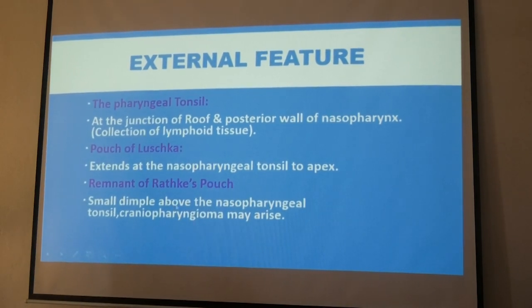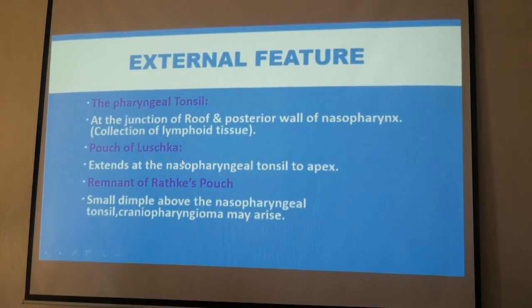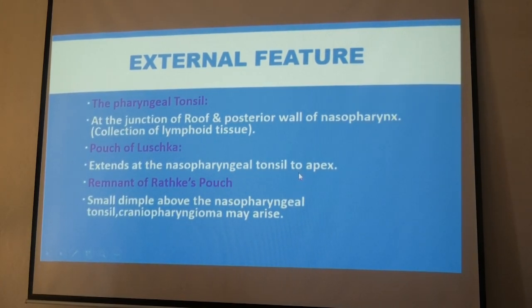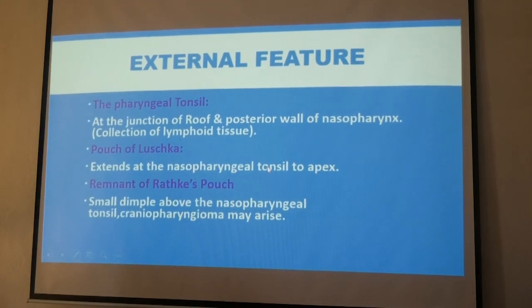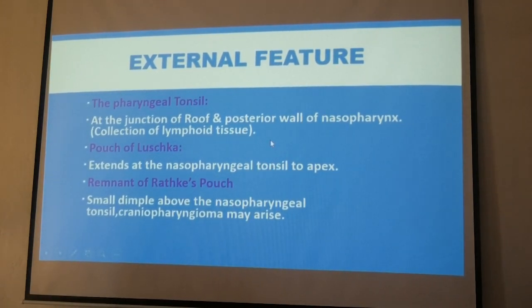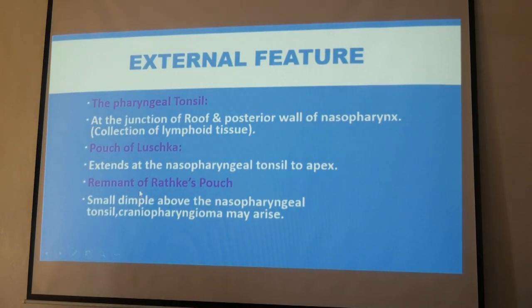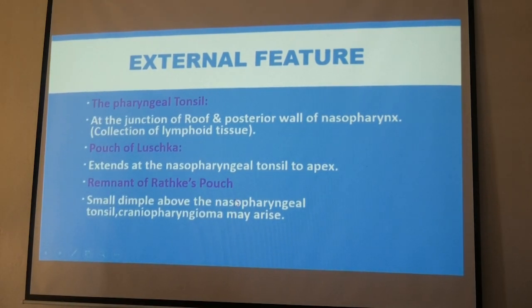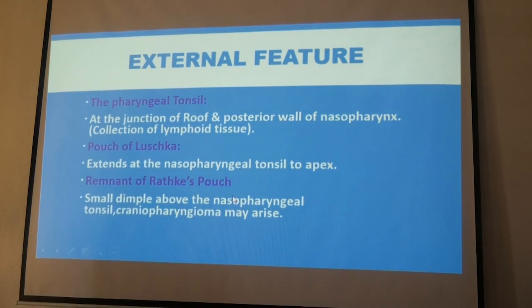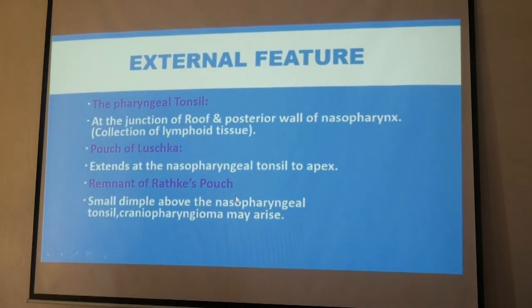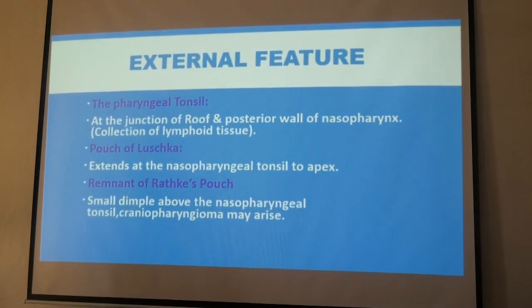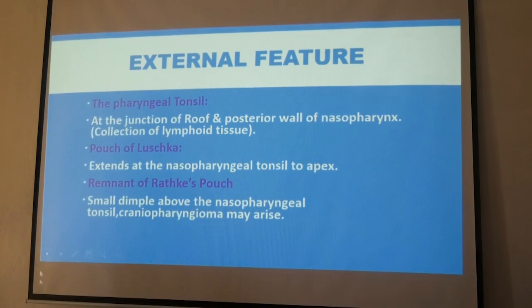Okay, what is pouch of Lasker? It extends at the nasopharyngeal tonsil to the apex. Okay, nasopharyngeal tonsil যেখানে আছে সেখান থেকে যদি apex of nasopharynx যায়, you will get one pouch, that is known as pouch of Lasker. Then remnant of Rathke's pouch. Rathke's pouch কোন gland এর derivative? Pituitary. Okay, Rathke's pouch is an embryological remnant of pituitary gland. Pituitary gland is developed from Rathke's pouch.